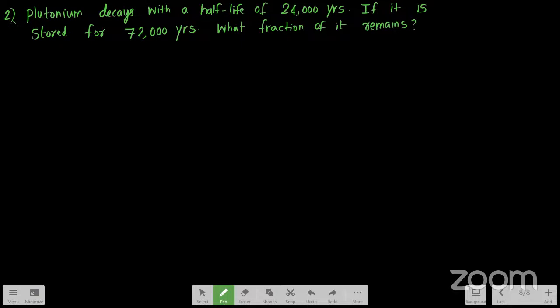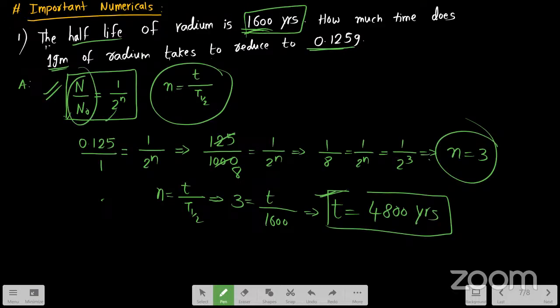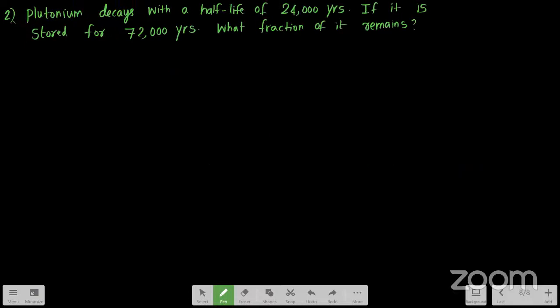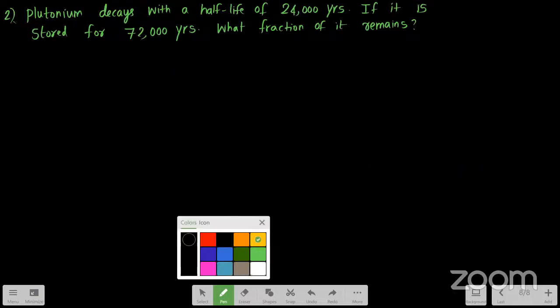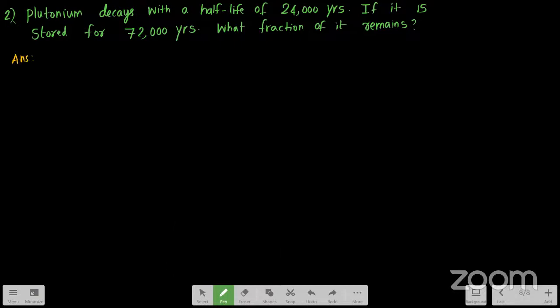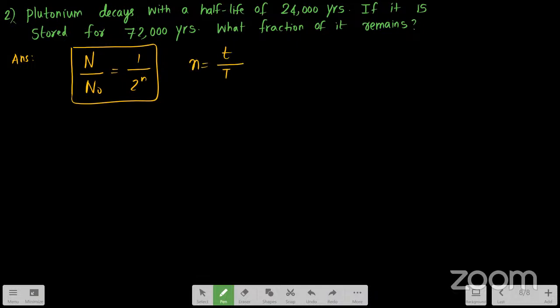He is asking the value of N by N naught. Again, you are supposed to write down the formula, because if you write the formula, you will get 1 mark. N by N naught is equal to 1 by 2 power n. And what is the value of n? n is equal to small t divided by t 1 by 2.